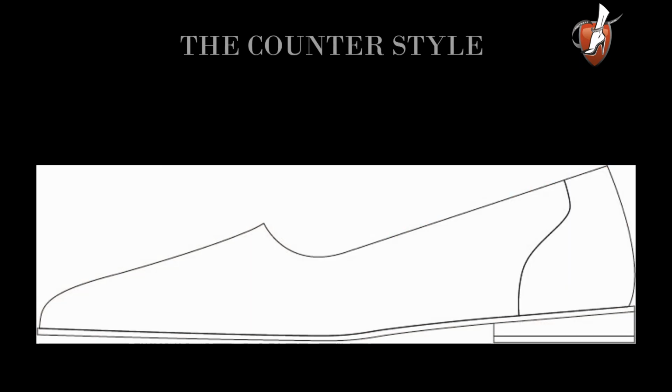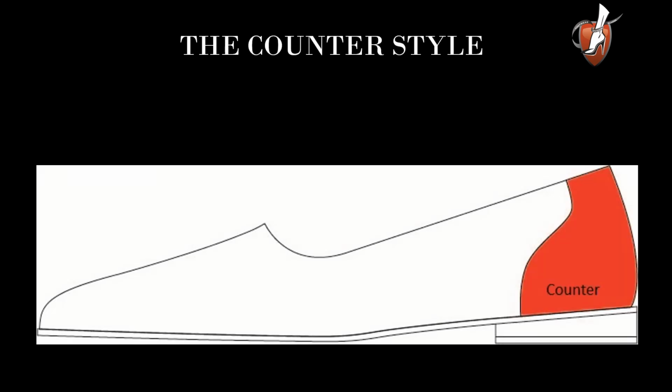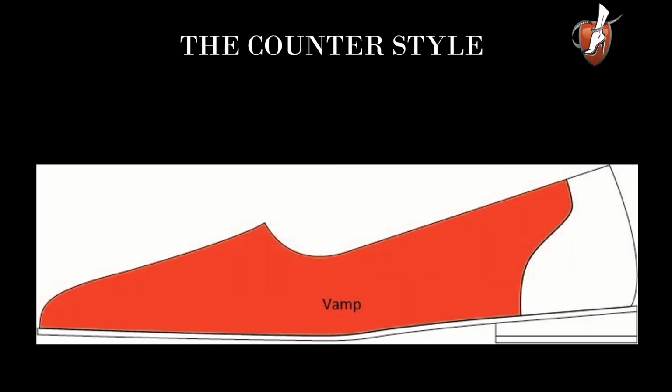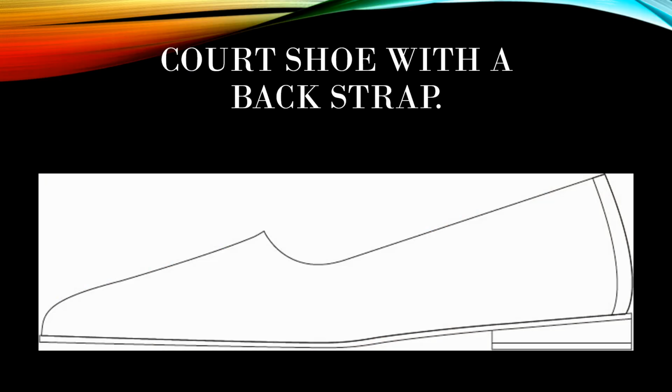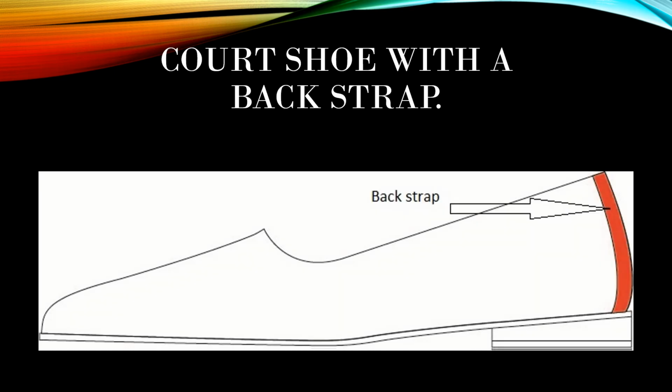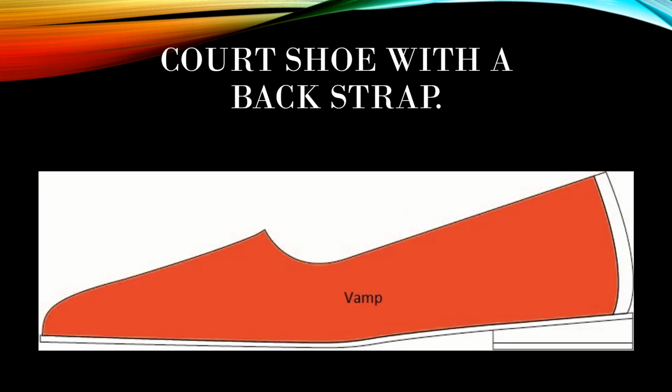Another variation is, when a section is added to the back of the shoe. This is called the counter of the shoe. The front component part remains the vamp. Another popular variation is a court with a back strap. This is a narrow strap running down the center back of the shoe. The front, as always, will be referred to as the vamp.